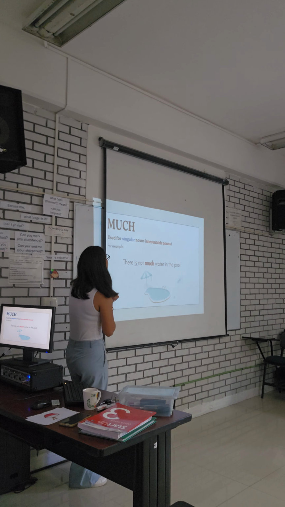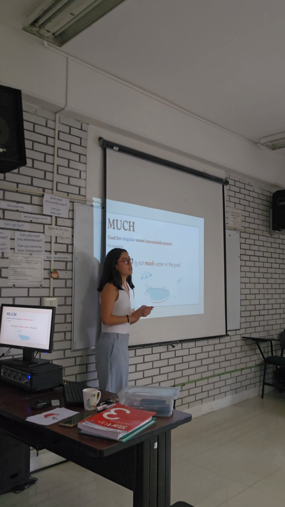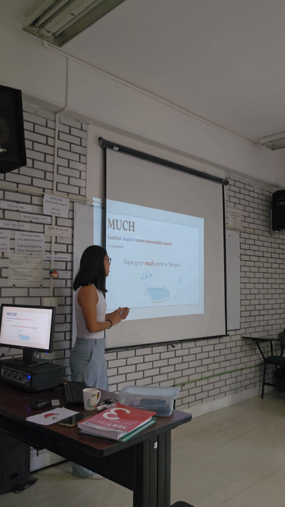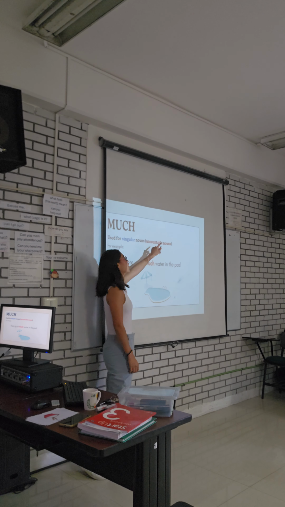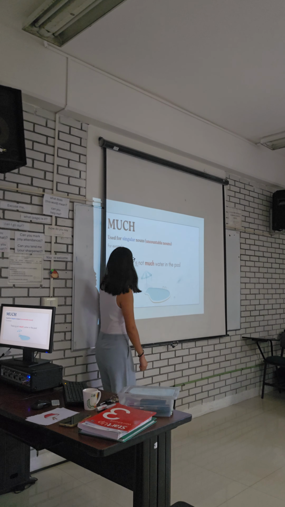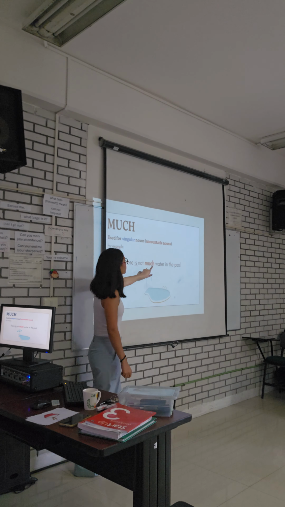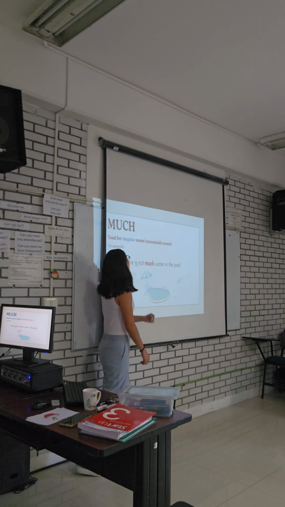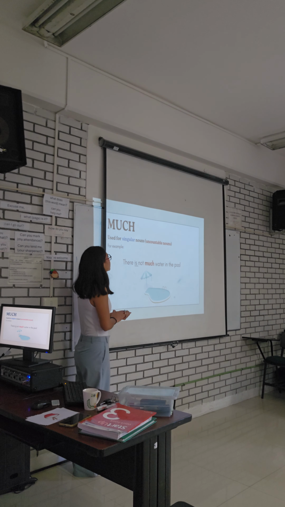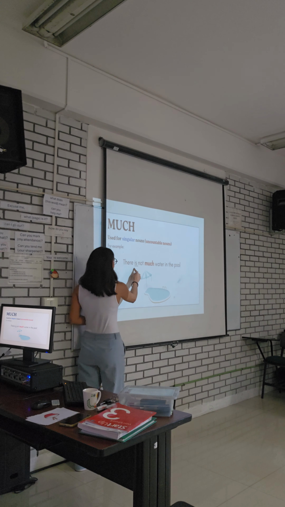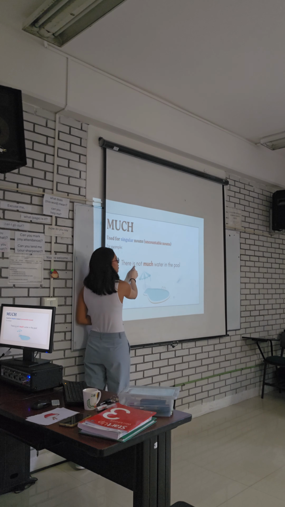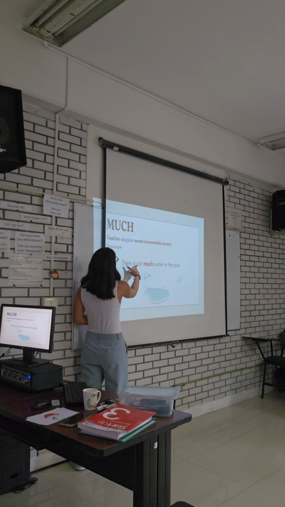So these two words are qualifiers of quantity, and the first one, much, is used for singular nouns, so for uncountable nouns. An example is: there is not much water in the pool. So what identifies when it's uncountable? When the noun is singular and the verb to be is singular, so in this case, is.